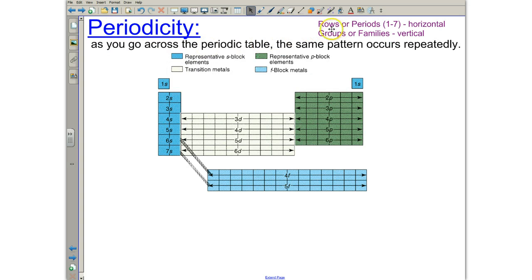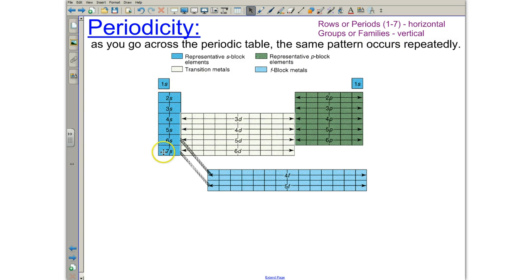Periodicity: you should know that horizontally we call them rows or periods, and there are 7 rows or periods. So this is row or period 1, row or period 2, 3, 4, 5, 6, 7. These two down here at the bottom, you'll notice arrows that come up here, actually belong in rows 6 and 7 in this little area in between the S block and the D block. Groups or families are the vertical columns.